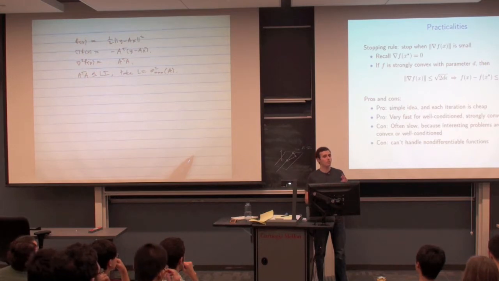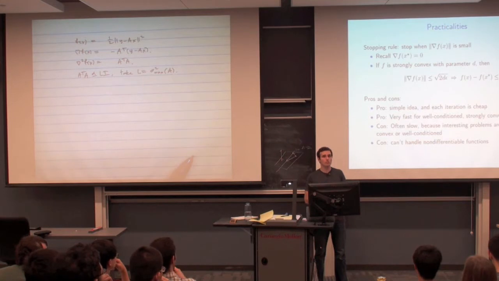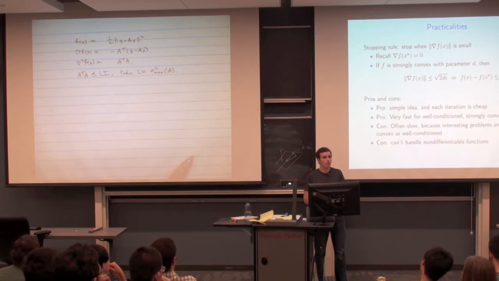All we're doing is we evaluate the gradient, we take an inner product, and then we do some addition. That's it. Or subtraction: subtract a multiple of that from the previous iterate. Very, very cheap. Very easy to implement. As long as you know what the gradient is, you can do gradient descent.